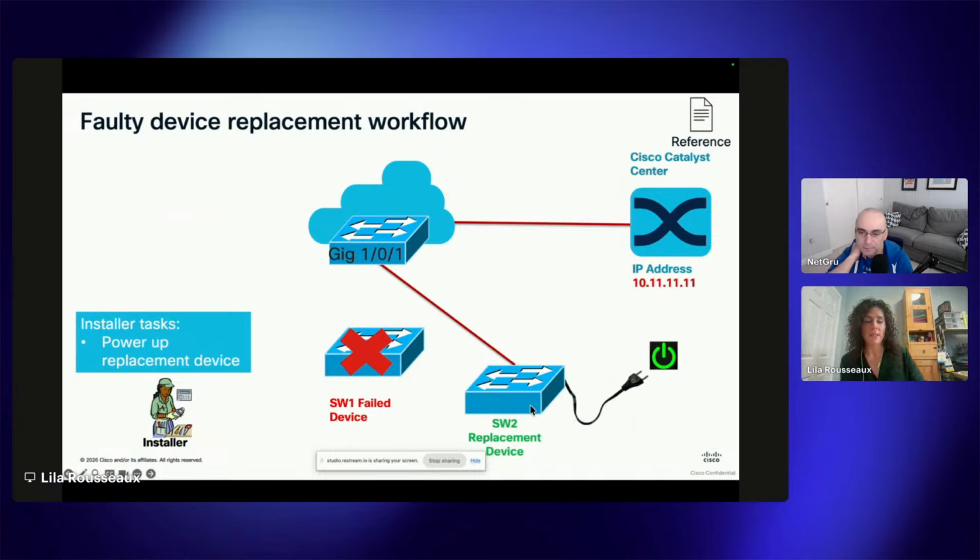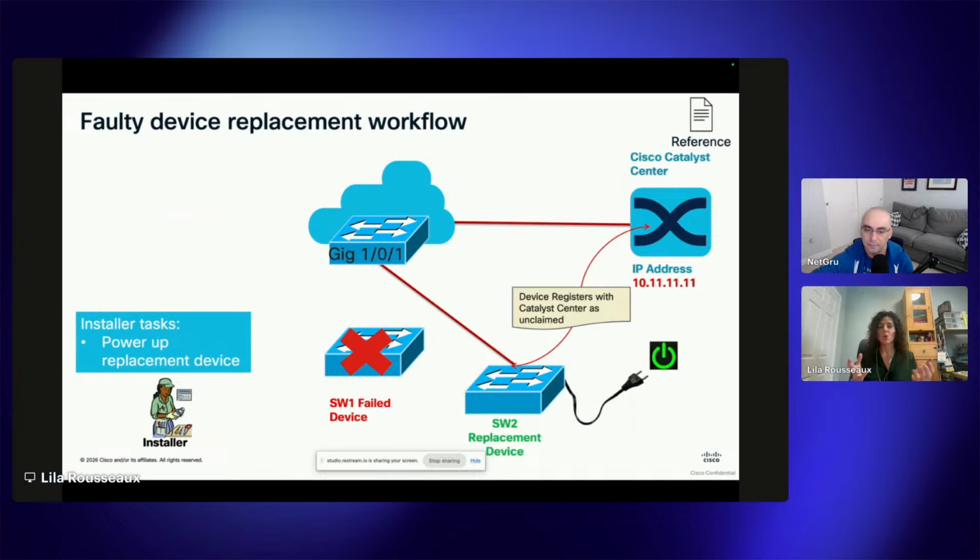This device will connect to Catalyst Center. This device is new. It's going to show up as an unclaimed device, meaning Catalyst Center doesn't know what to do with this device, but it's fine. So this device maintains itself in the database, let's say.